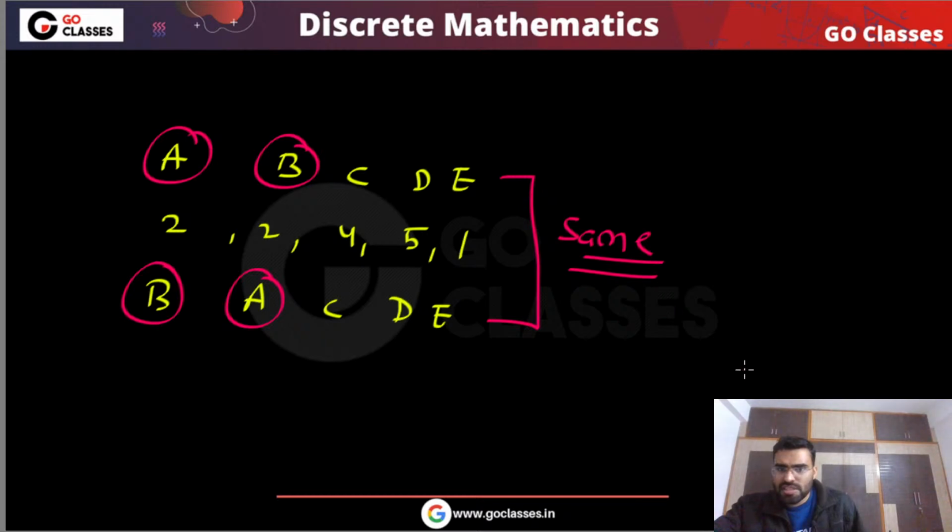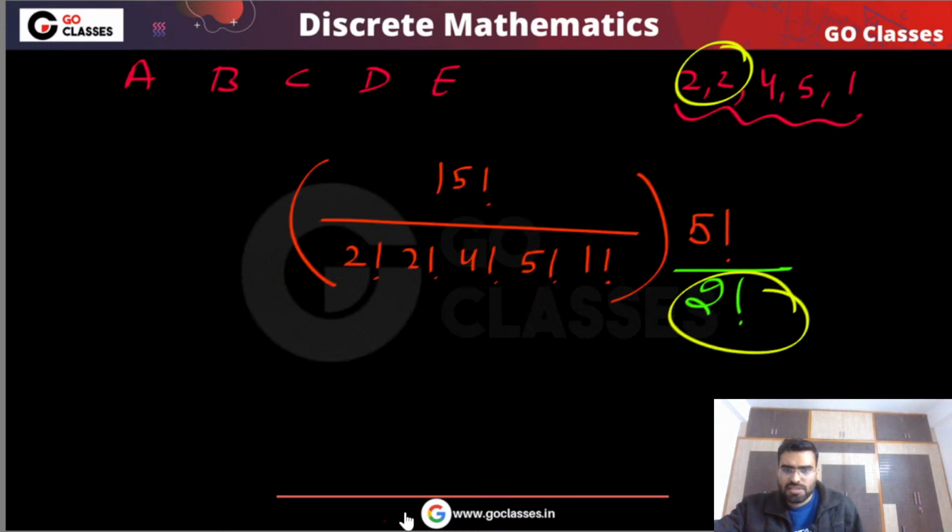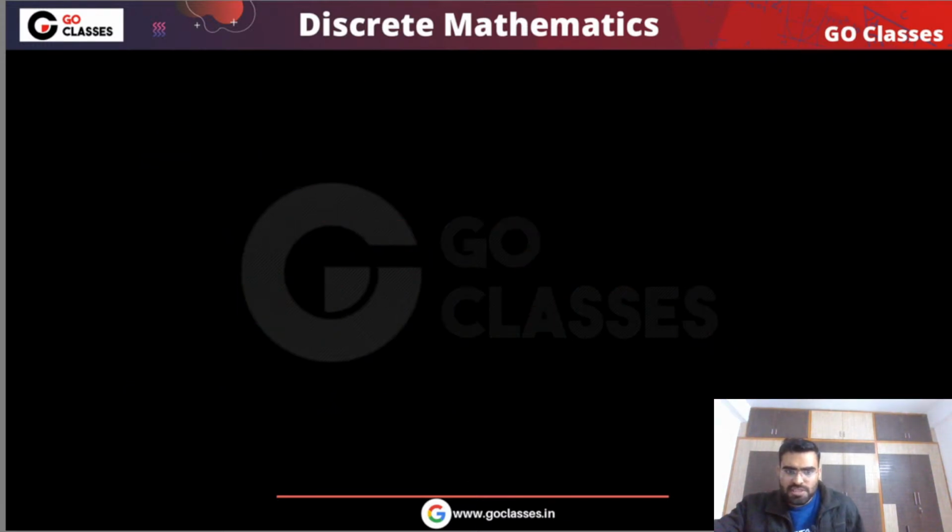These two situations are same, so divide by 2 factorial. We divide by 2 factorial because we are basically double counting, since these two situations are same. So that is the reason we need to divide by 2 factorial. So this is the answer. I hope this is clear to everyone.